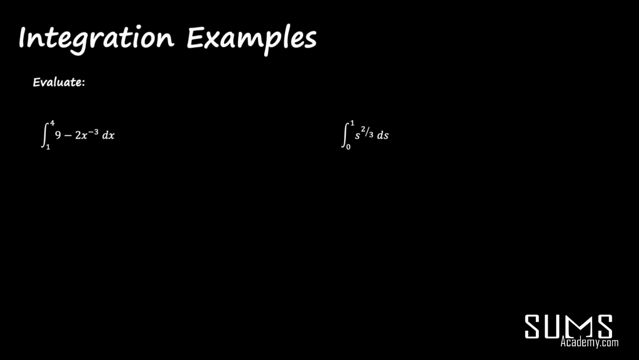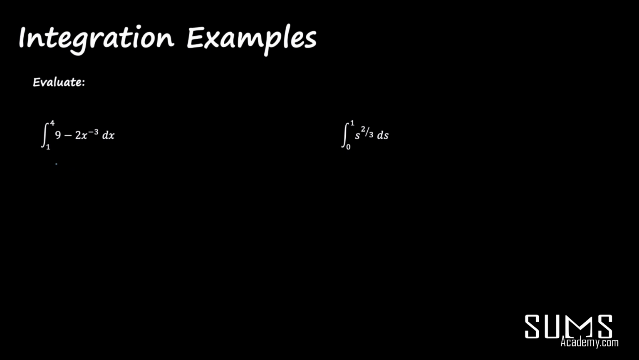Okay, so now we're going to do some examples. So here we're asked to evaluate this expression here. You want the integral between 1 and 4 of (9 minus 2x to the power of negative 3) dx. What you want to do here is check, is it in a good differentiable form? Yes, it is. Everything looks good.